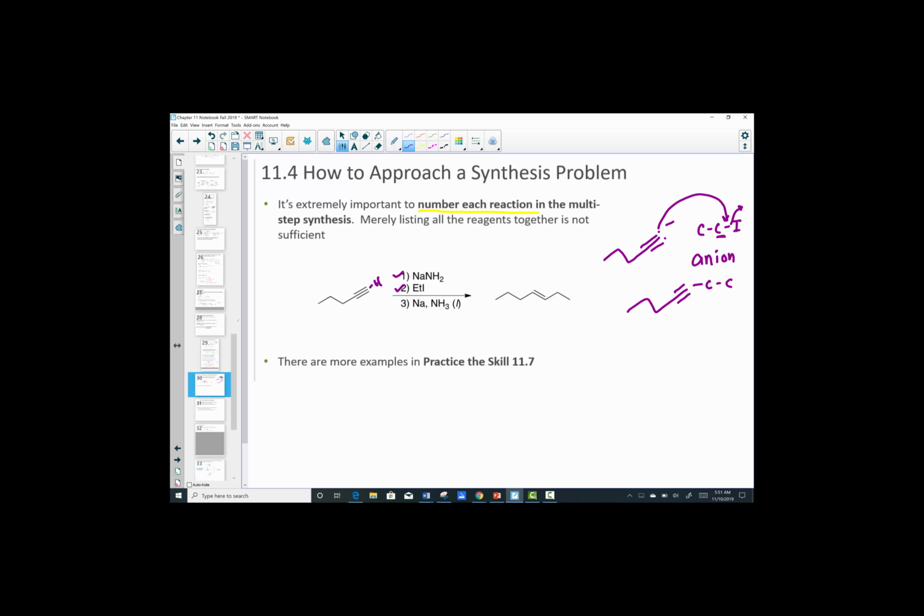Second step, adding the 2 carbons. Third step, transforming 1, 2, 3, 4, 5, 6, 7. Between carbon 4 and 5, we produced the trans configuration of an alkene. I have to be able to envision what each one of these reagents accomplishes in a long list on an arrow. So that's your practice.